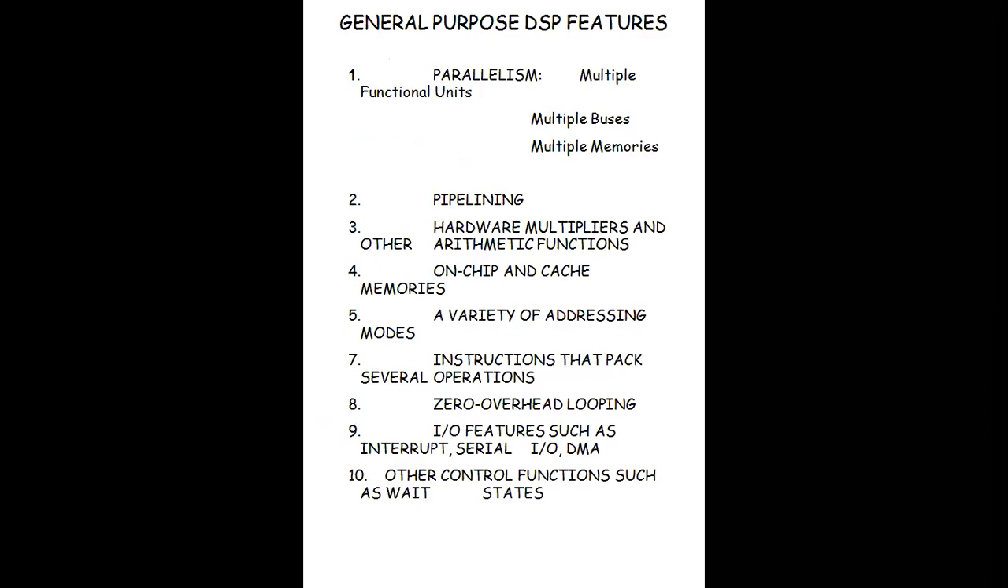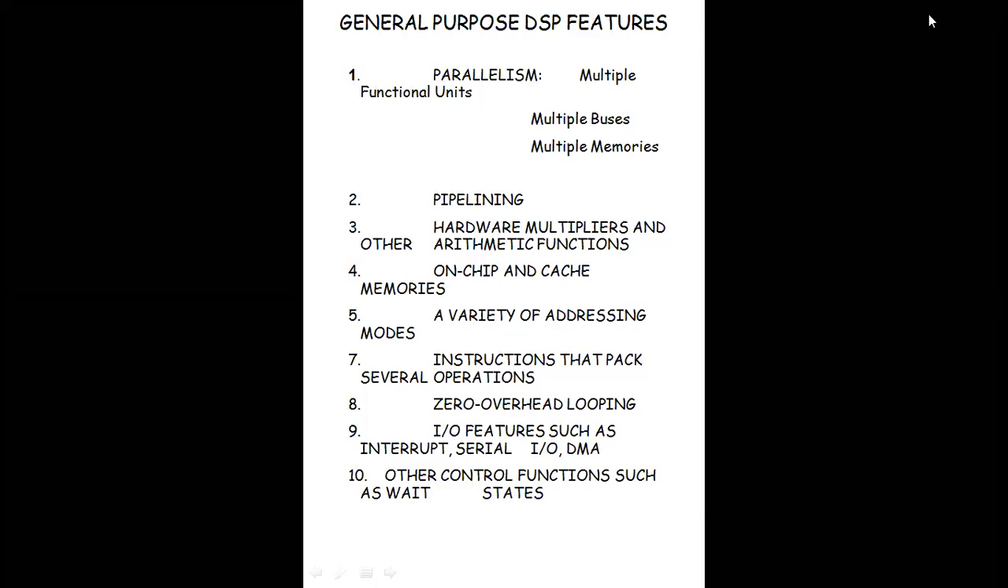What are the general purpose DSP features? The first is parallelism in functional units, that is, multiple functional units, multiple buses, or multiple memories. The second is pipelining. The third is hardware multipliers and other arithmetic functions. The fourth is often on-chip and cache memory.